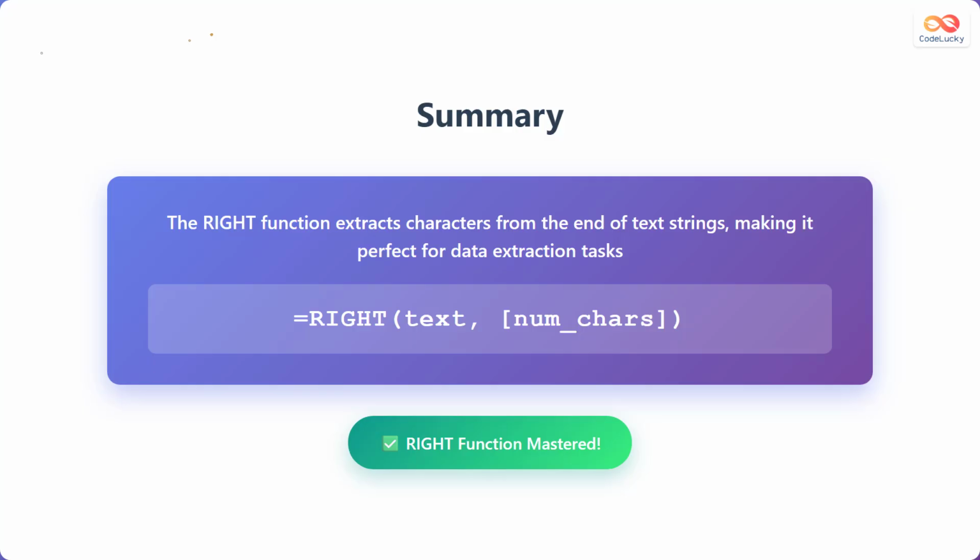To summarize, the RIGHT function extracts characters from the end of text strings, making it perfect for data extraction tasks. The formula for the RIGHT function is equals RIGHT, open parenthesis, text, num_chars, close parenthesis. Congratulations, you have now mastered the RIGHT function.